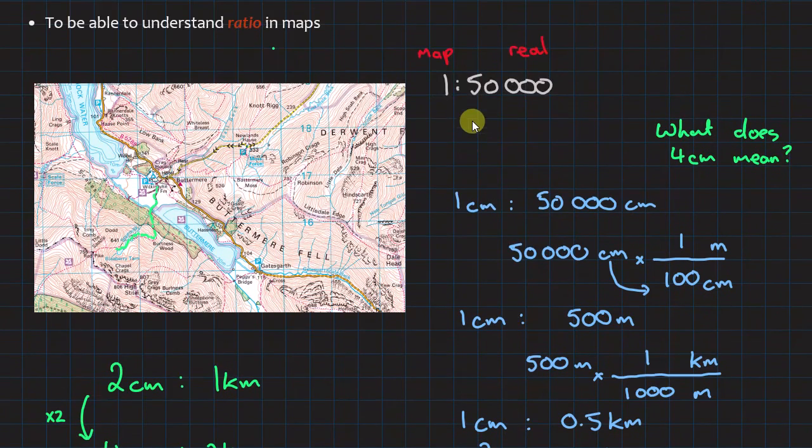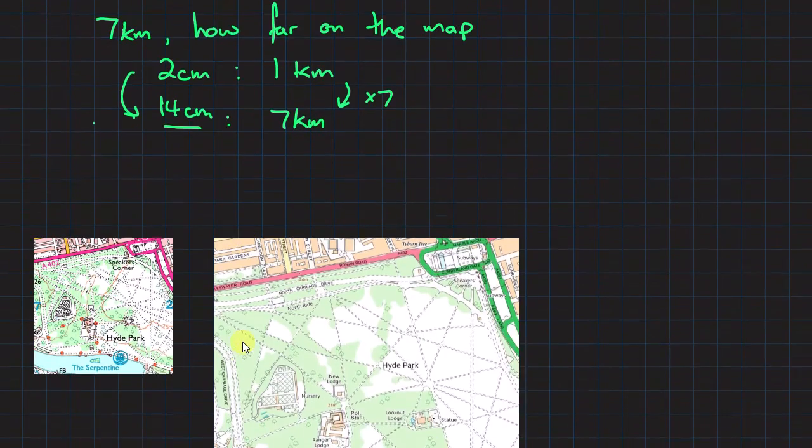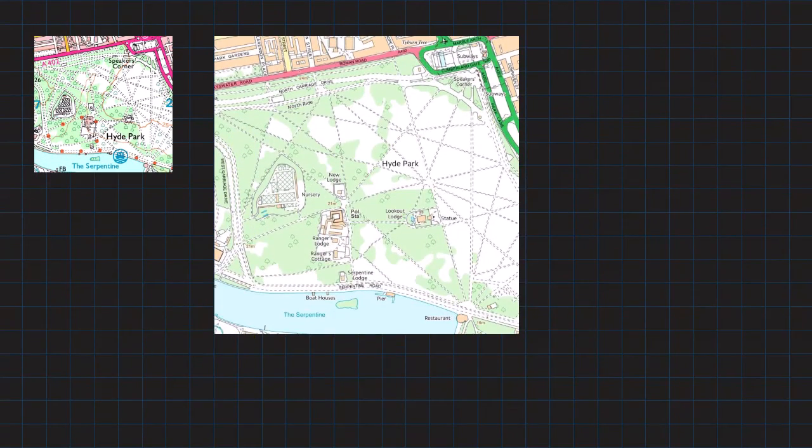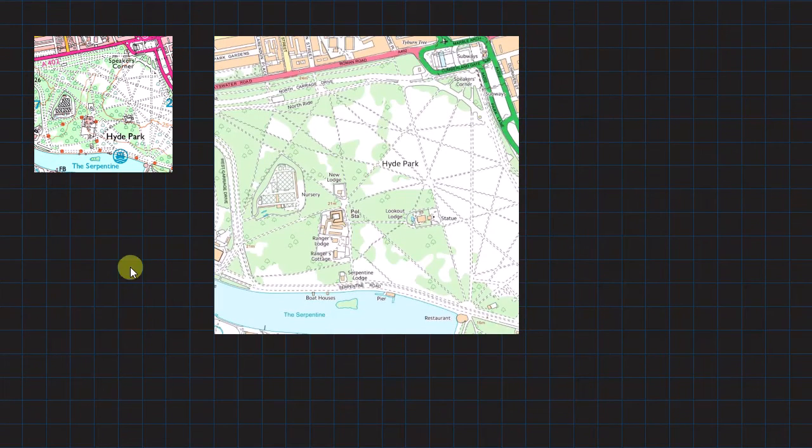But it's this interpretation of what 1 to 50,000 means. I'm going to do 2 others quite quickly for you. This map on the left is a 1 to 25,000 map, and it shows pretty much exactly the same map area as I've got over here, which is an engineering map, a town planner's map, which is 1 to 10,000.